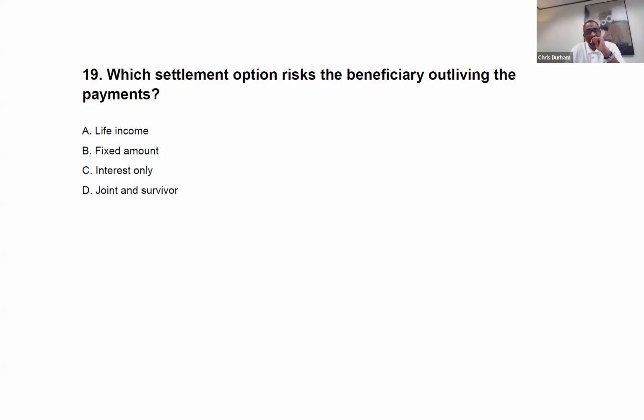Okay, that's good. But let me explain that a little more. Fixed period and fixed amount. Fixed period is gonna pay for 20 years or 30 years, whatever the period. Fixed amount is gonna pay out that dollar amount till the money runs out. Got it? Now, out of those four choices, fixed amount is the only one, because once the money runs out, then obviously you outlived it.